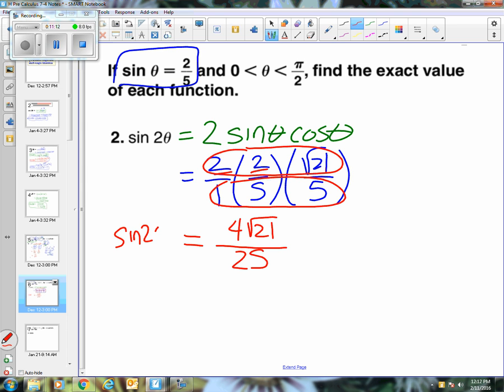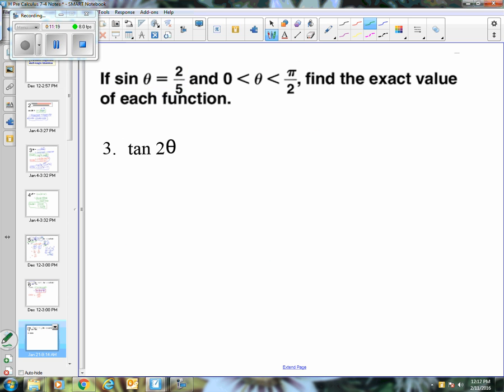Can't really do anything with that. So that would be sine of twice an angle. Sine formulas usually people like pretty well. All right, tangent. For this one, I'm going to write out the formula first. 2 tangent over 1 minus tangent squared.